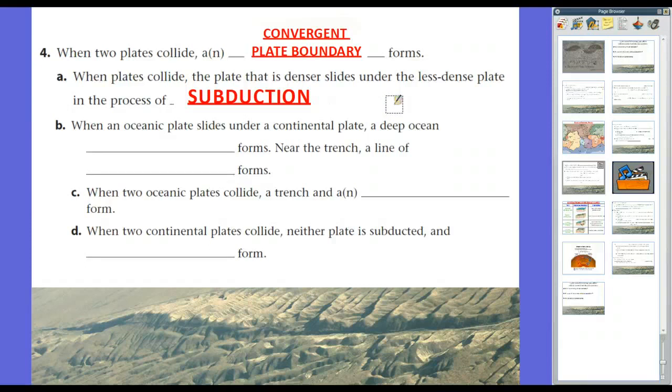Okay, and lots of things happen right here. We have earthquakes, we have volcanoes, and we have mountains that form here. So what will happen is when an oceanic plate slides underneath a continental plate, a deep ocean trench will form. And near the trench, a line of volcanoes will form. Okay, so let's go ahead and look at this.